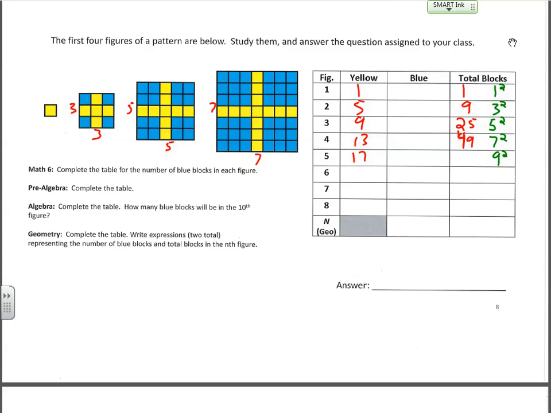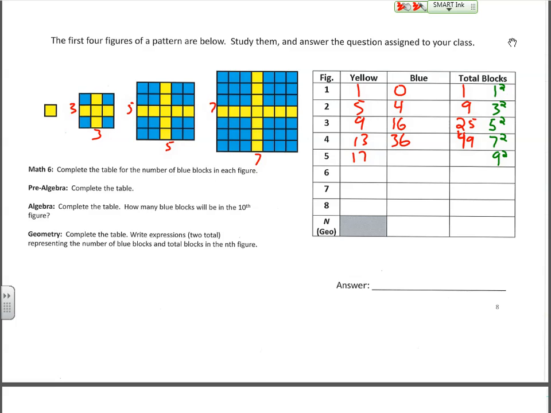And to initially find the number of blue blocks in each figure, simple subtraction, right? 1 total block in figure 1, which is yellow, which means there are no blue blocks in figure 1. Figure 2, 9 total, subtract the 5 yellow, there are 4 blue ones. Figure 3, 25 total, subtract the 9 yellow, there are 16 blue ones. And then 49 minus 13 is 36.